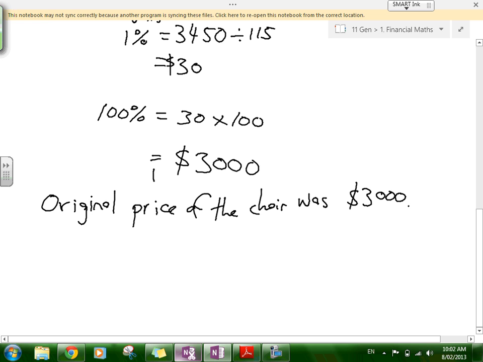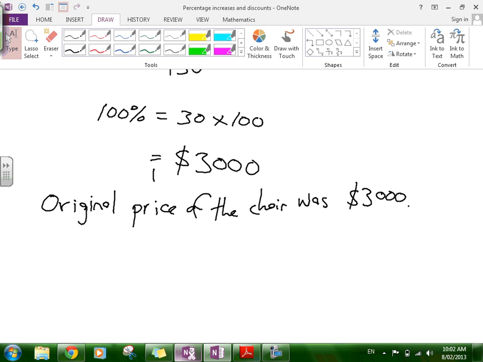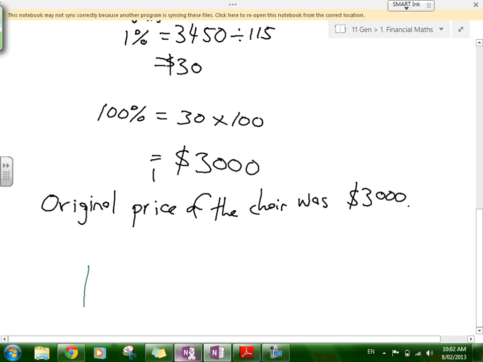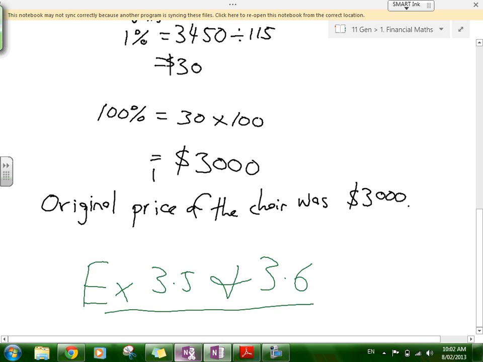exercise 3.5 and 3.6, I believe. So work on those.